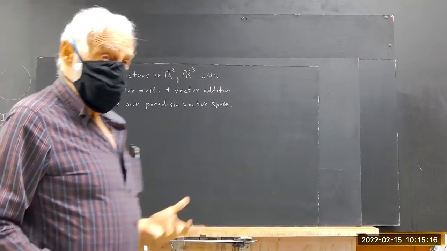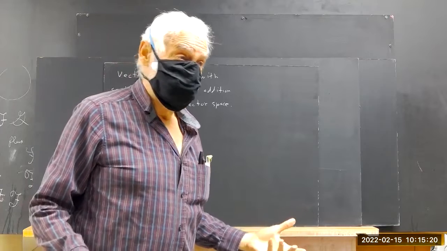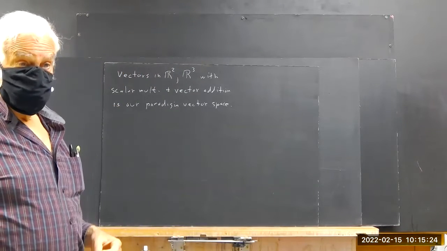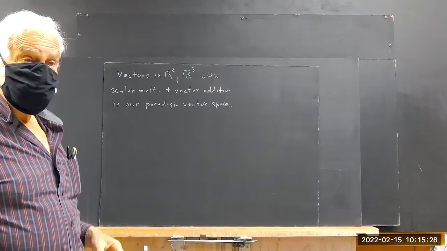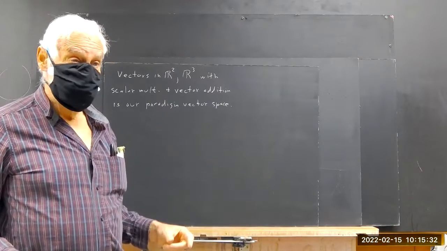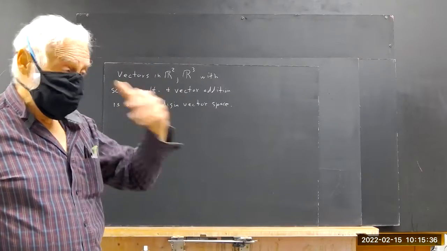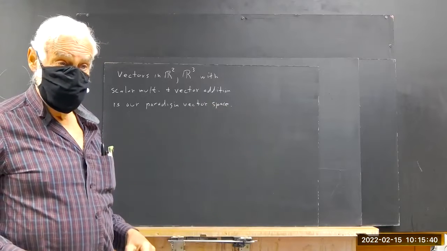Any other space that shares these properties is a vector space. Okay, so vectors don't have to be arrows in R2 and R3. For example, 2 by 2 matrices could be your vectors. You can multiply a 2 by 2 matrix by a scalar, right? Okay, just multiply all of the entries by the scalar. You can add 2 by 2 matrices.